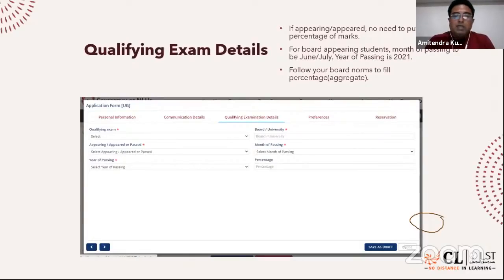Now, your case may be either you are appearing for the board examination or you have already passed the board examination. So you gave your class 12th board in 2020 or maybe earlier, like me, or you are appearing for the board examination in 2021. In some of the cases, the person may have already appeared for the board examination. That is what they are assuming. So you have to select accordingly from the different drop downs given out there.